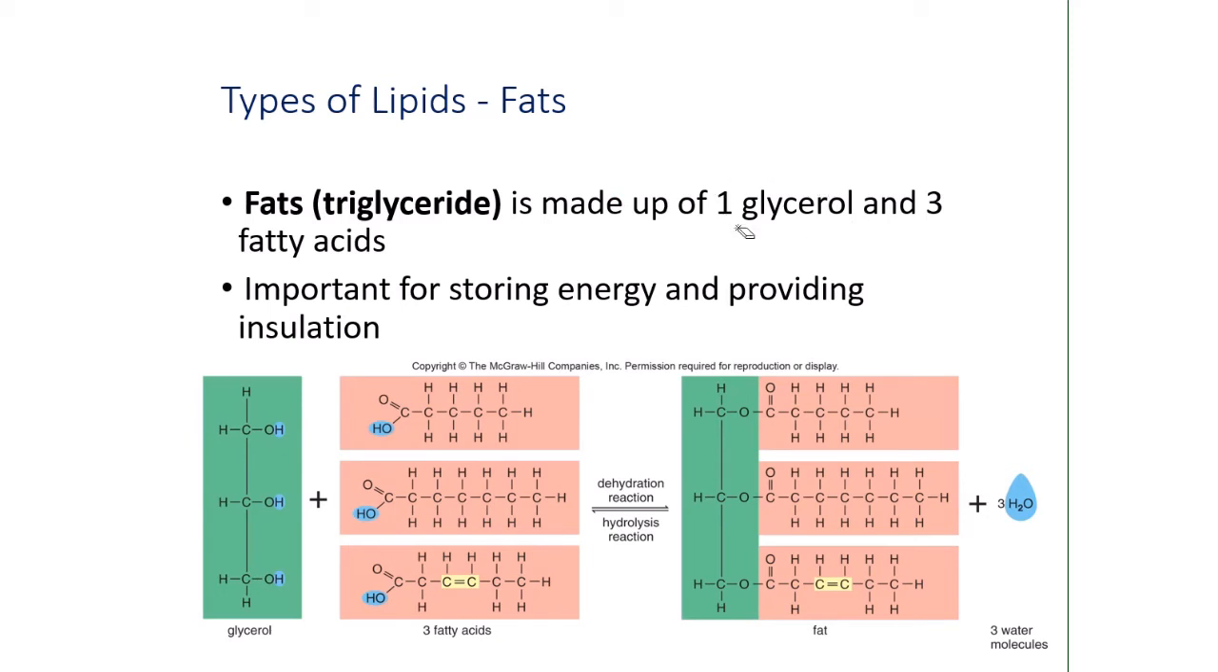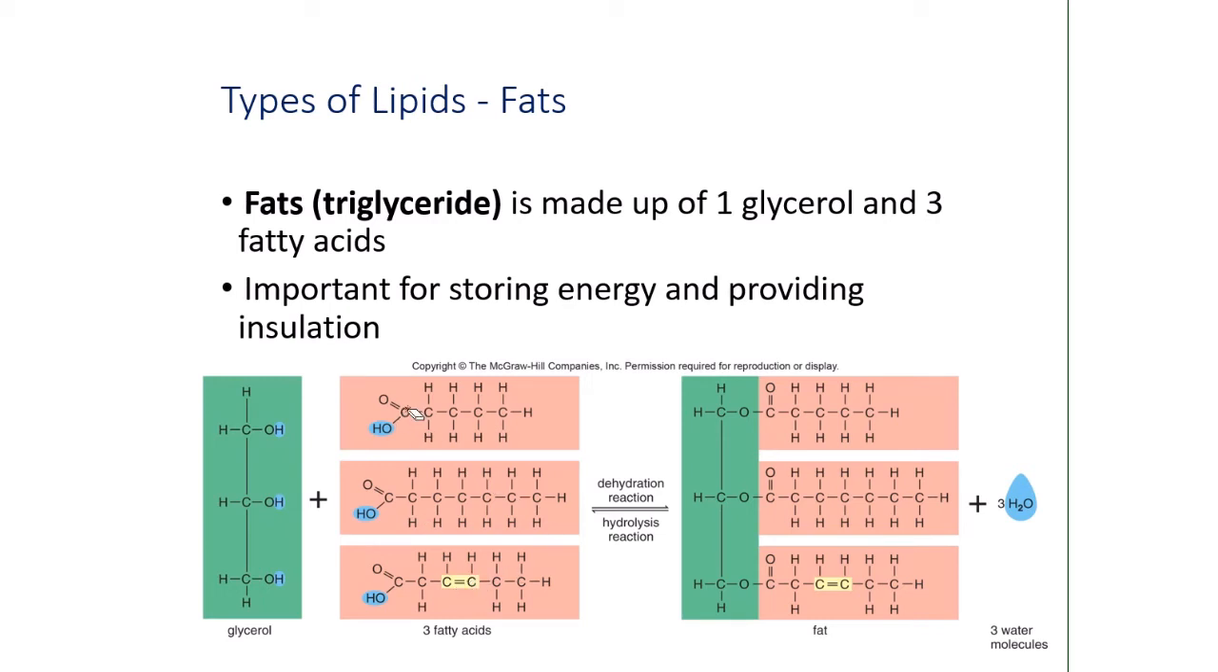We have one glycerol, so that's this molecule here. People sometimes call this the HO molecule because of the HO here. So these are the parts of the glycerol that are going to be connecting with the fatty acids. So a fat molecule is made up of 1 glycerol and 3 fatty acids.